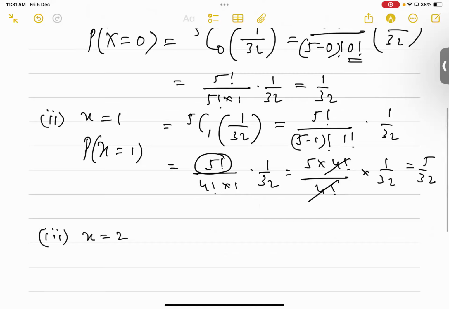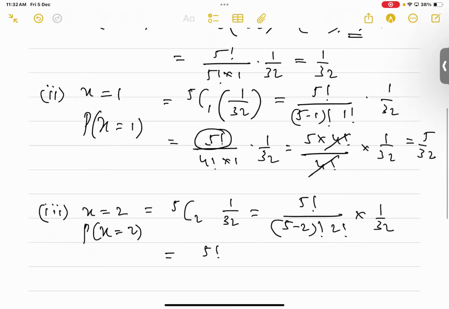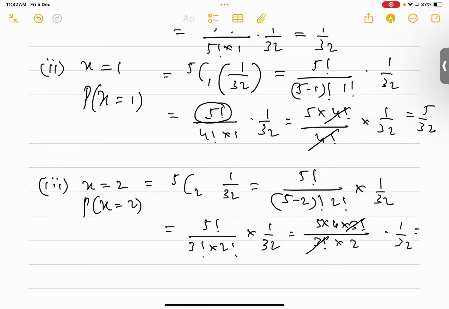Third, when x is equal to 2. Okay. So P of x is equal to 2 equals 5c2, 1 upon 32, 5 factorial upon 5 minus 2 factorial into 2 factorial, into 1 upon 32. 5 factorial upon 3 factorial into 2 factorial, 1 upon 32. 5 into 4 into 3 factorial upon 3 factorial into 2, 1 upon 32. So this is equal to 10 upon 32.